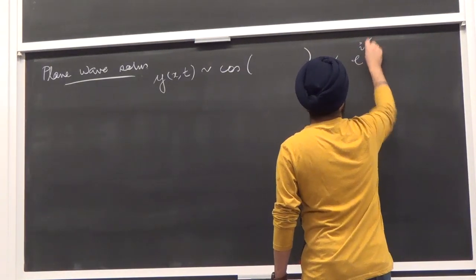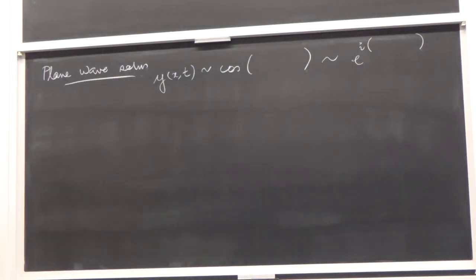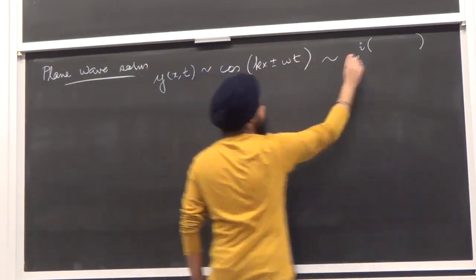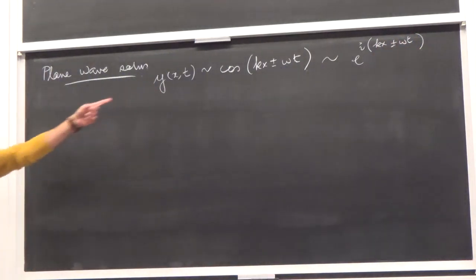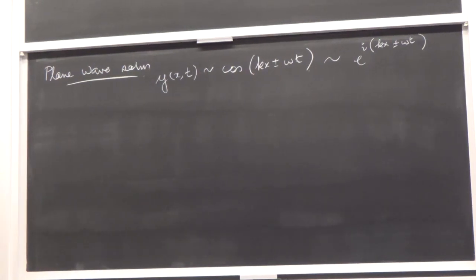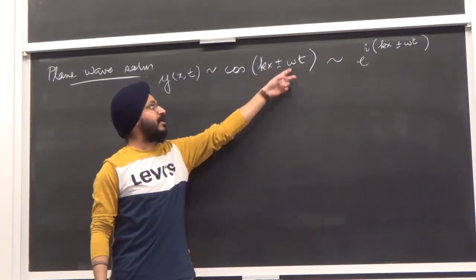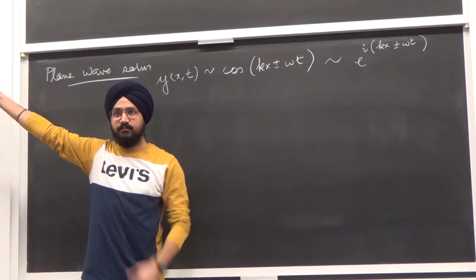Into the i something, okay? We usually parameterize this something dependence as kx plus or minus omega t. So kx plus or minus omega t. If it's a plus, where is the wave moving? To the left. If it's a minus, to the right. It has the form x minus something times t. I'm just rescaling everything else. I could pull the k out, it becomes x plus or minus omega over k times t. So it has that form of the wave solution.